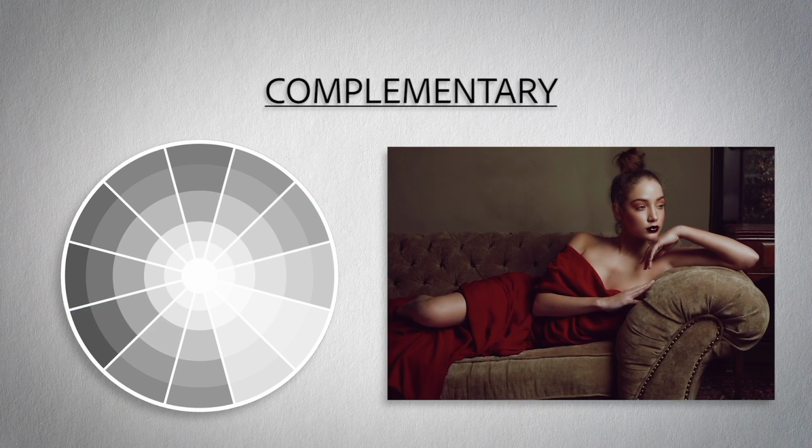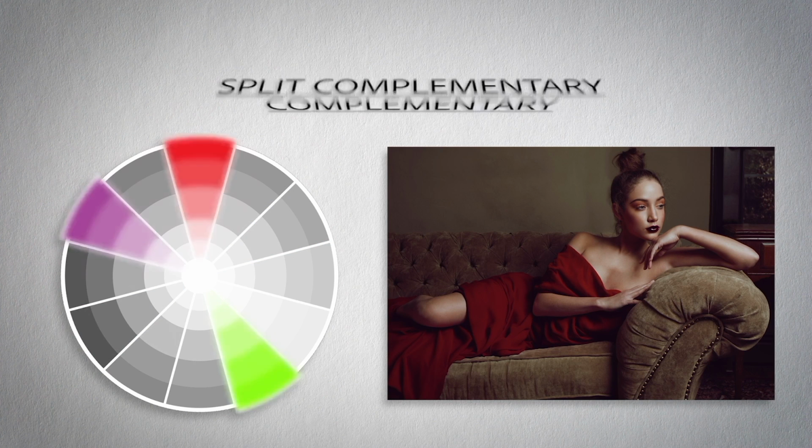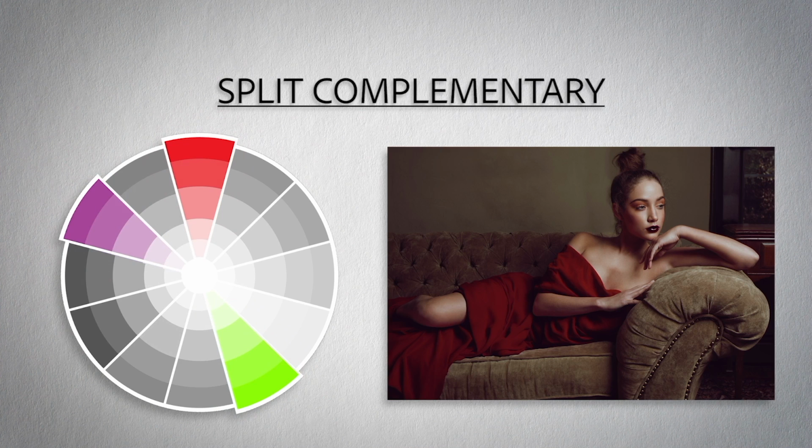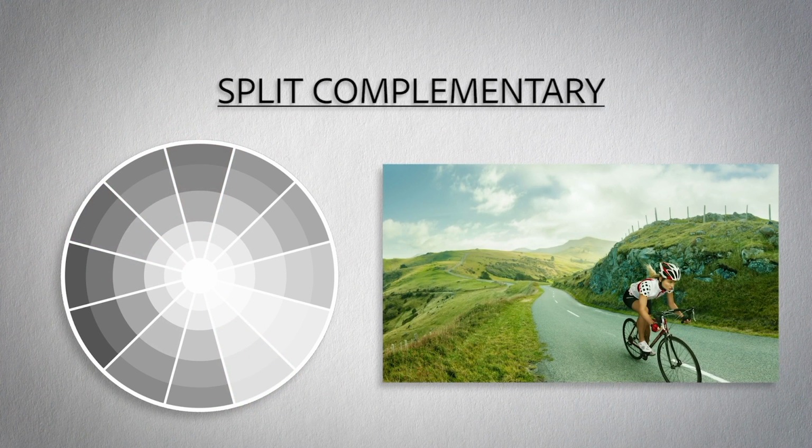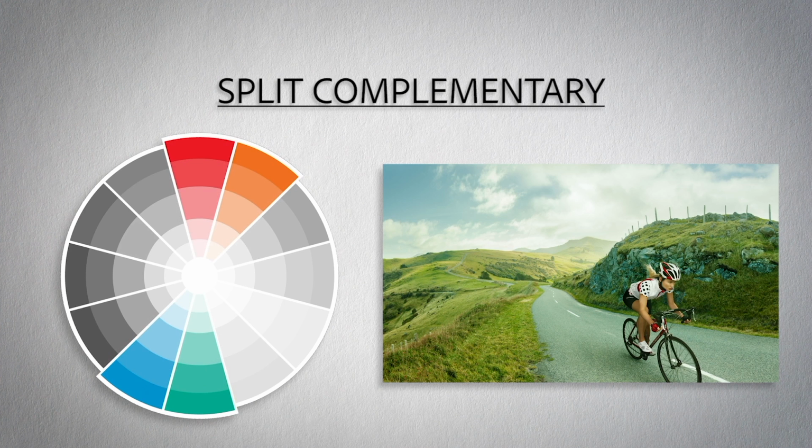Next, we've got a bit of a variation on the complementary harmony, and we can actually use two colors on either side of a color's complement rather than the actual complementary color. And this is called our split complementary. We can also do this to the other side and split that side up as well. So now we've got two complementary pairs directly adjacent to each other. This one's conveniently named the double split complementary.